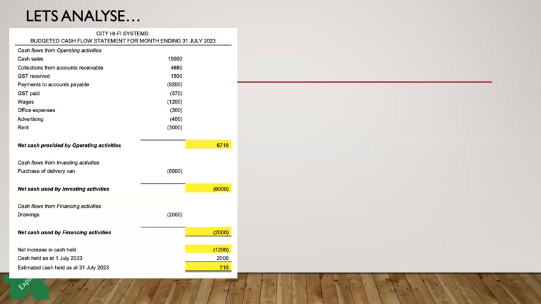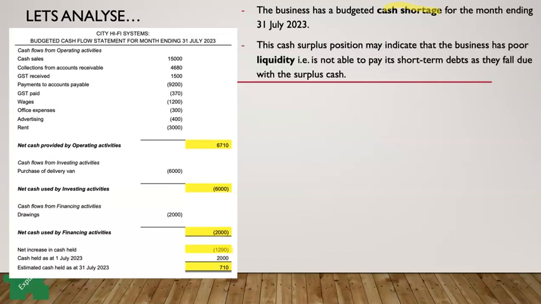Our budgeted cash flow statement would look like this. Can you analyze it and try and identify, is it making good cash? Why? What should we be concerned about? Do that analysis. But let's have a look at it. The business has a budgeted cash shortage. It's a different one. We are suggesting that we are going to lose $1,290 of cash in the month of July.